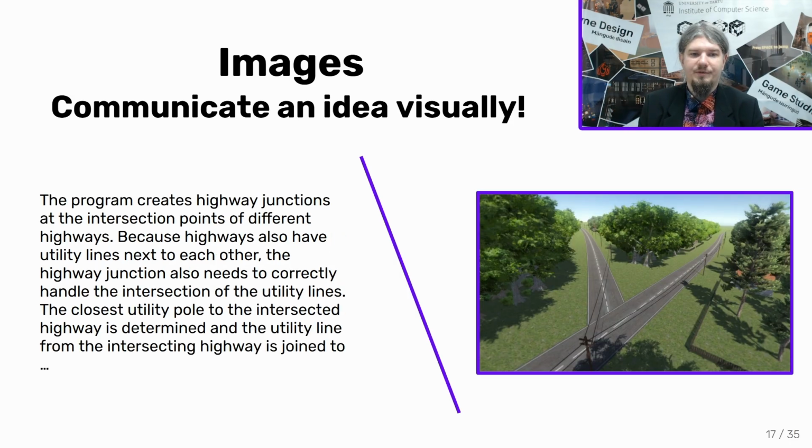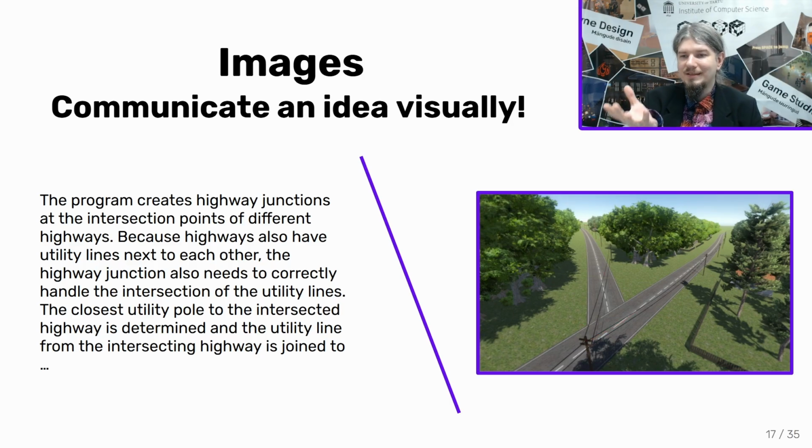Similarly, screenshots. On the left we again have this paragraph of text. The program creates highway junctions at the intersection points of different highways. Because highways also have utility lines next to each other, the highway junction also needs to correctly handle the intersections of the utility lines. The closest utility pole to the intersected highway is determined, and the utility line from the intersecting highway is joined, and so on and so on. Now, all this idea can be conveyed with just this one screenshot. We can see those highways here. There's a highway junction, so 2 highways are intersecting, and there are utility lines, and we can see that the utility lines are also branching out.